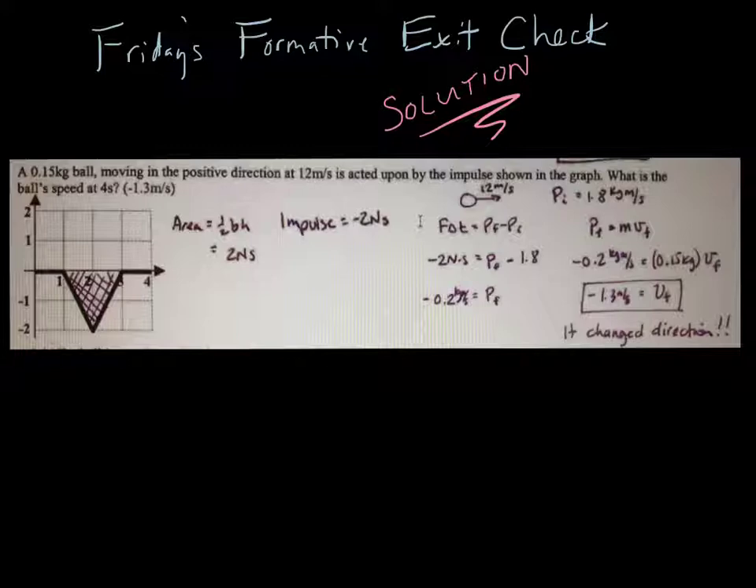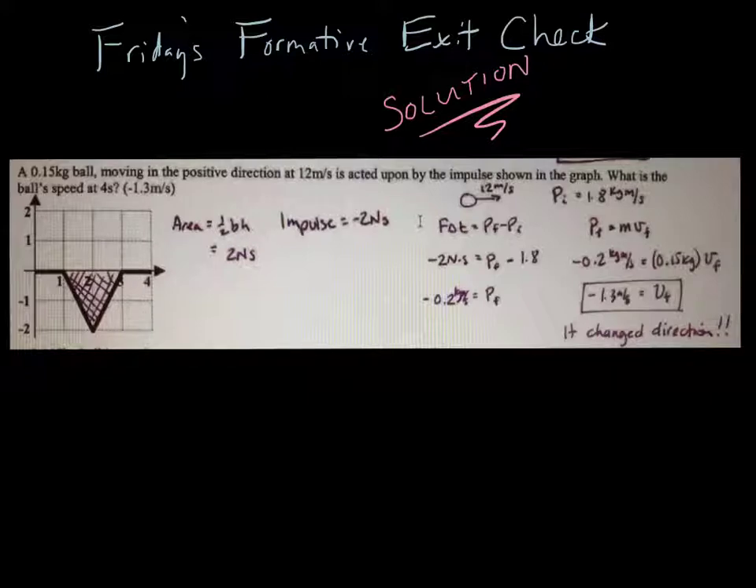The idea is we have this graph here. This graph is a force versus time graph. We get our impulse by finding the area under this curve: force times delta t gives the area under the curve, which is the impulse. If you take 1/2 base times height, you get 2 Newton seconds for the impulse. But the key is that because the force is negative 2, this is going to be a negative 2 Newton second impulse.